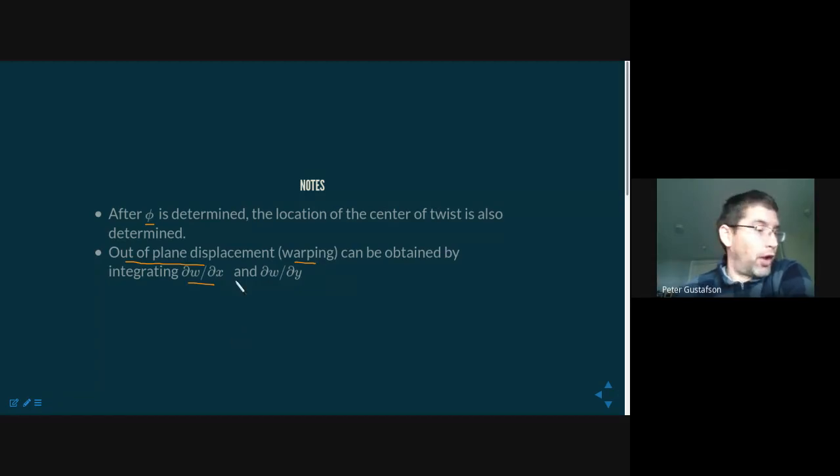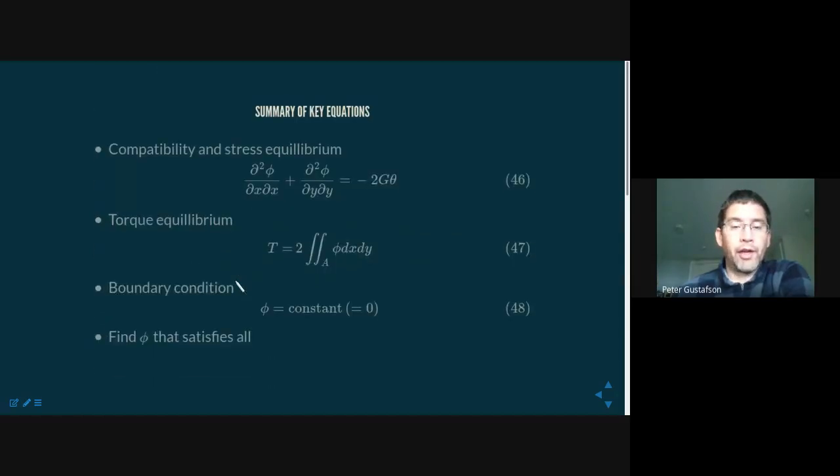Now, let's go ahead and move on. So this here, one slide summarizes what we have found. This is a good lecture's worth of material boiled down to 3 equations. We know that we will satisfy compatibility and stress equilibrium when this holds. We know that we will satisfy torque equilibrium when this holds. We know we're going to satisfy our boundary conditions when this holds.